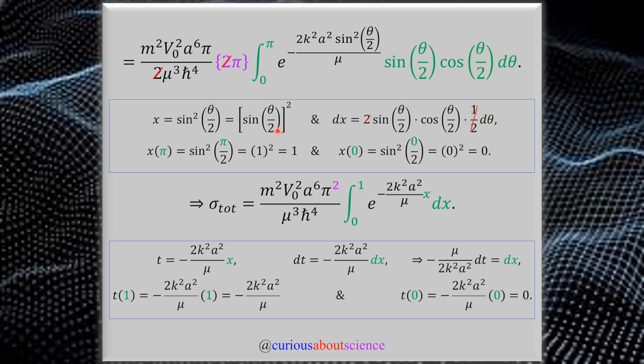And of course, if we're going to do a substitution, let's go ahead and clean up the limits. x evaluated at the upper limit brings us to sine squared of pi over 2, and sine of pi over 2 is 1.